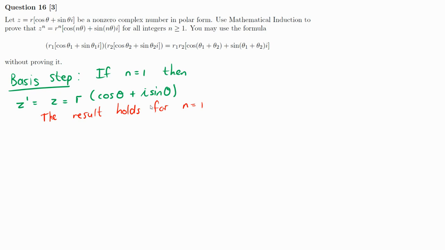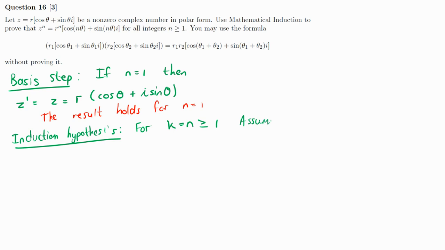And now let's make an induction hypothesis. Let's structure this a bit better. So for k greater than or equal to 1, and obviously it is greater than 0, assume that z to the k is equal to r to the k, and then cos of k theta plus I sine k theta. So assume that it actually works.